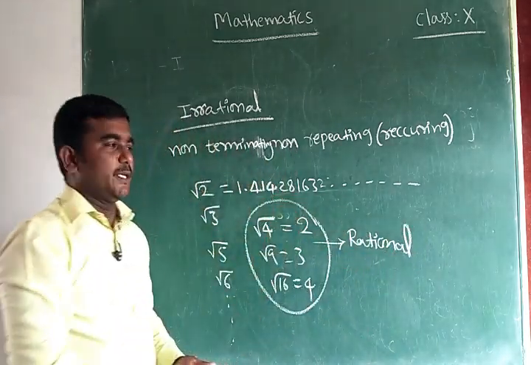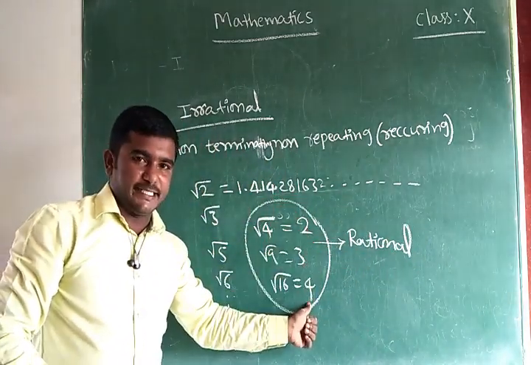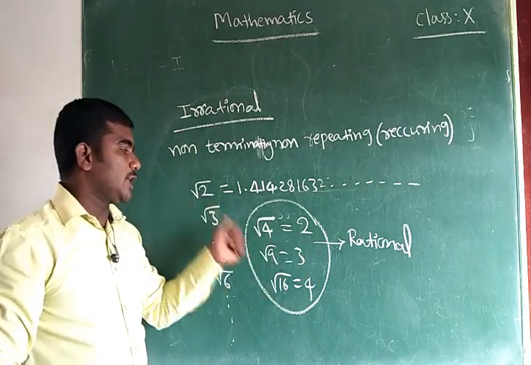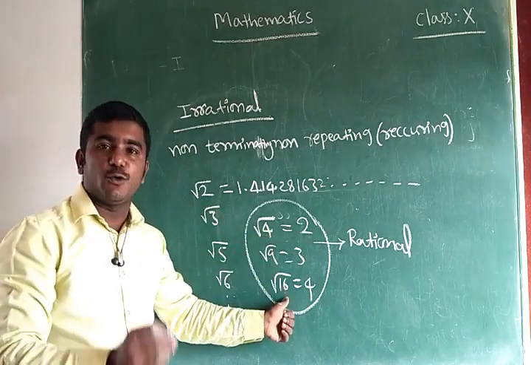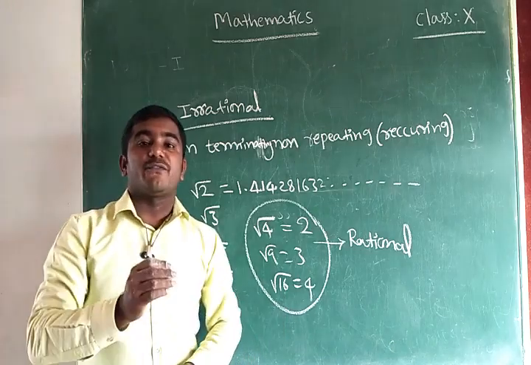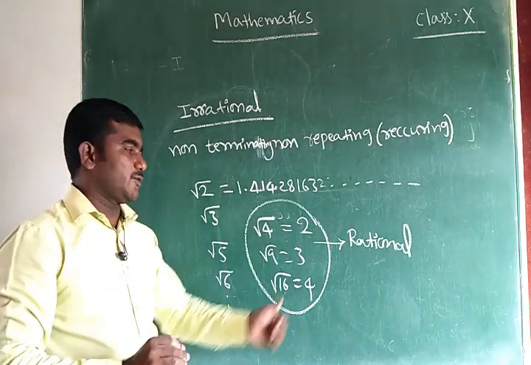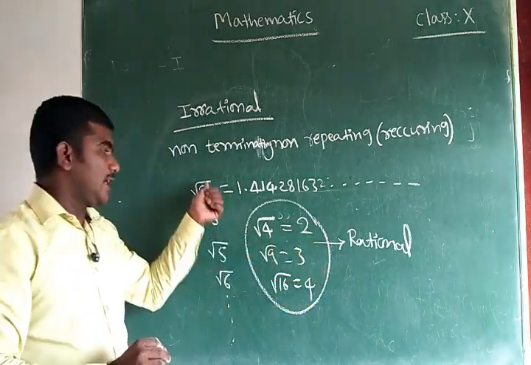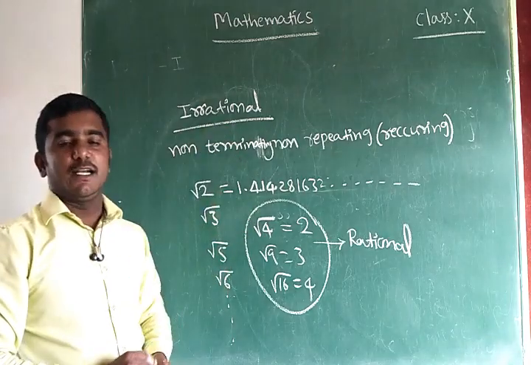These are rational numbers because they terminate. These values terminate. So the numbers under the root, 4, 9, 16, 25, 36, are called perfect squares. So the root of perfect squares are rational numbers. The root of non-perfect squares are irrational numbers.